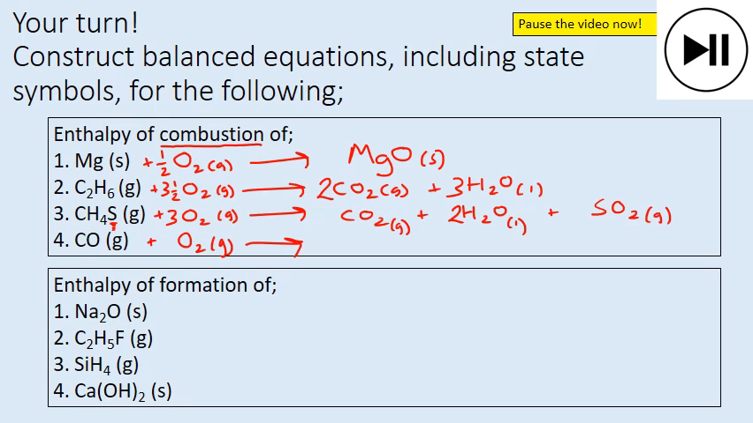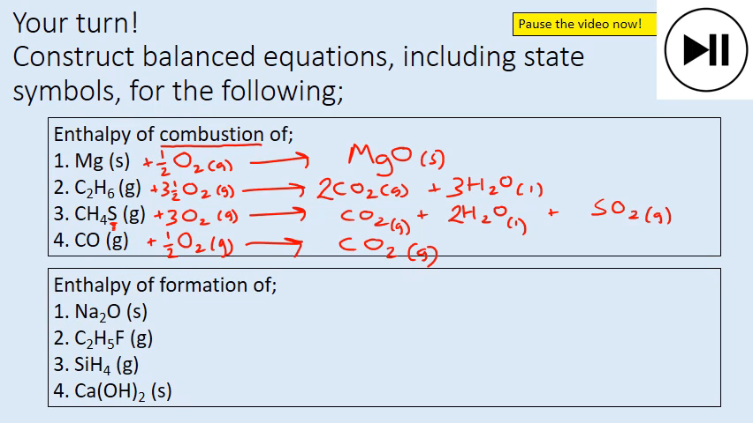And finally, the last one, CO plus O2. Well, carbon monoxide, that's actually a product of incomplete combustion. So it will now go completely, which is carbon dioxide, CO2, gas, and I'll need a half in front of the O2. There we go.